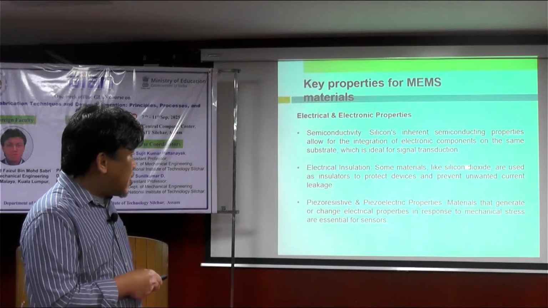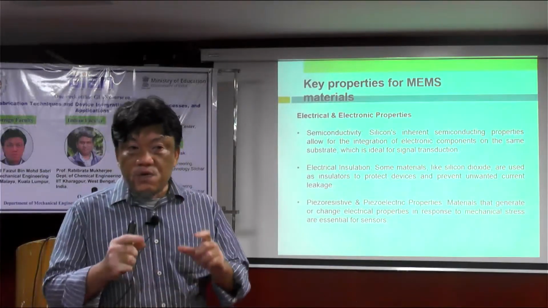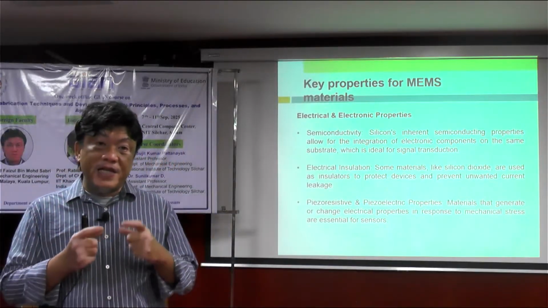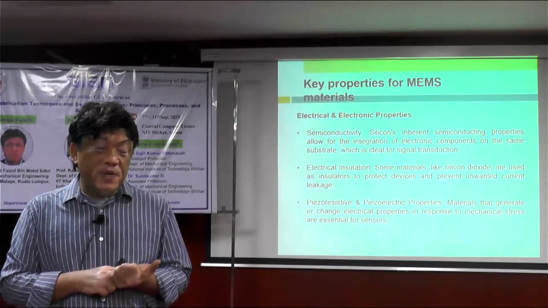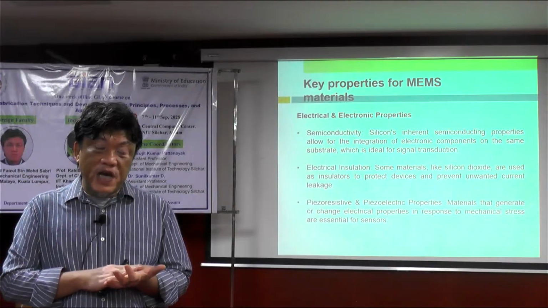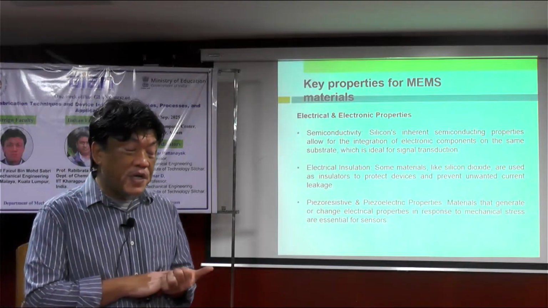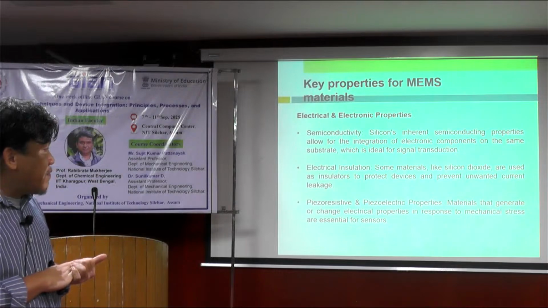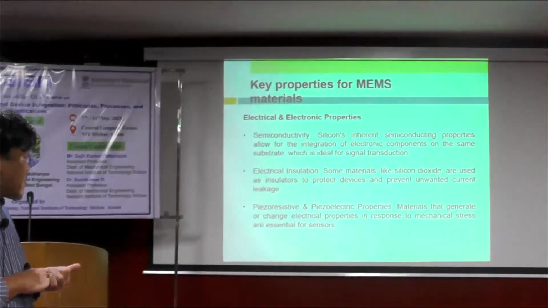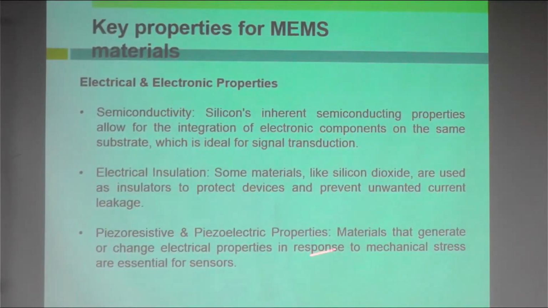So that is to make it into an insulator, because for the device itself, you want the device to have an electrical circuit. So of course, silicon is a material with semiconductor property. Then you have to have an insulator to make sure that a short circuit does not happen when you have your metals on top of the silicon, where you have a layer of silicon dioxide.